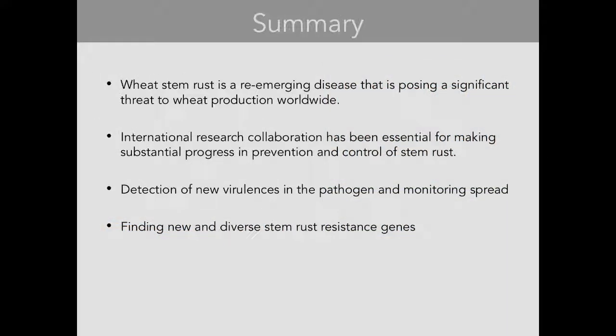So in summary, wheat stem rust is a re-emerging disease of wheat, and it is again posing a threat to wheat production worldwide. Fortunately, international research collaboration is happening, and it has been essential for making substantial progress in prevention and control of stem rust. Detection of new virulence in the pathogen, monitoring its spread, and finding new and diverse stem rust resistance genes has been our contribution from St. Paul to this big international effort.